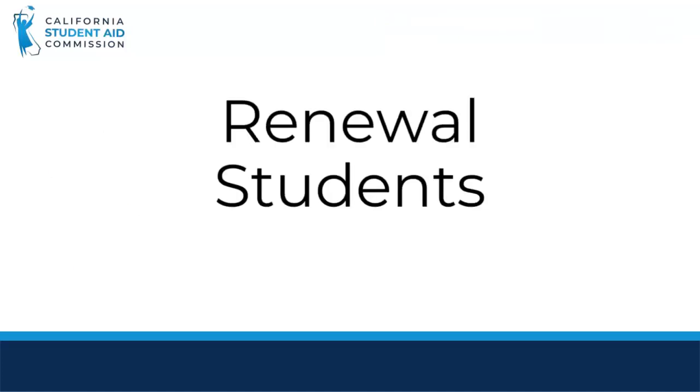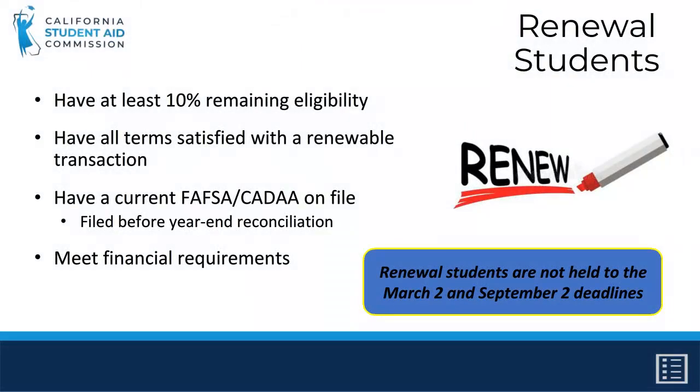So far, we have discussed the process to apply and receive a Cal Grant as a new student. In this section, we will discuss renewal students. In order for a Cal Grant recipient to be a renewal student, they must have at least 10% remaining eligibility, have all terms satisfied with the payment transaction, have a current FAFSA or DREAM Act application on file, filed before year-end reconciliation, and meet the Cal Grant financial requirements.